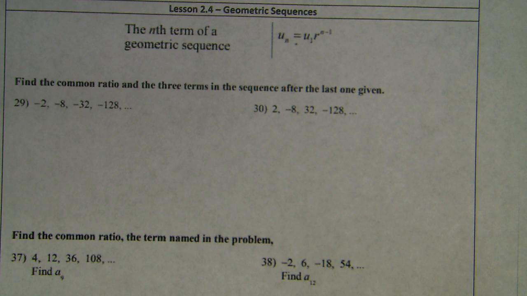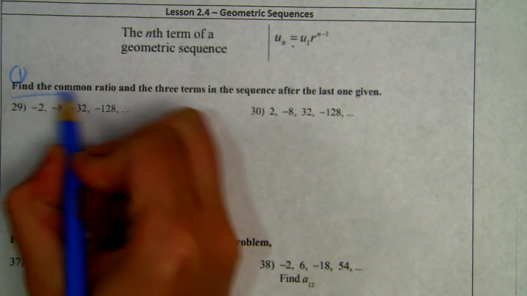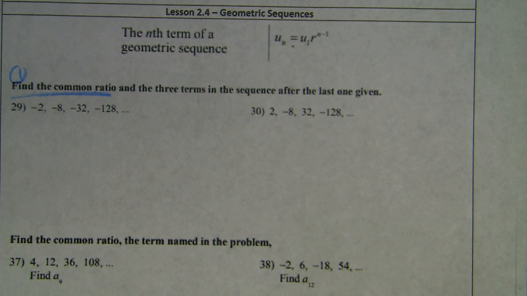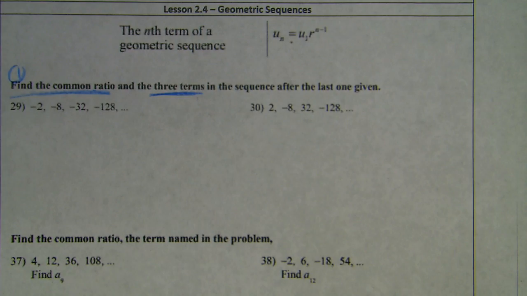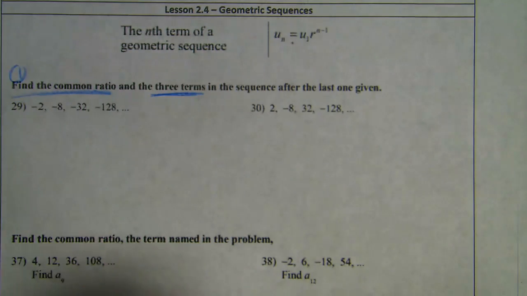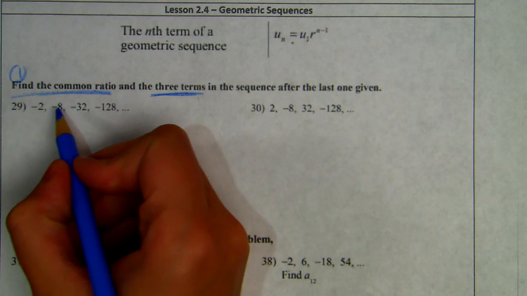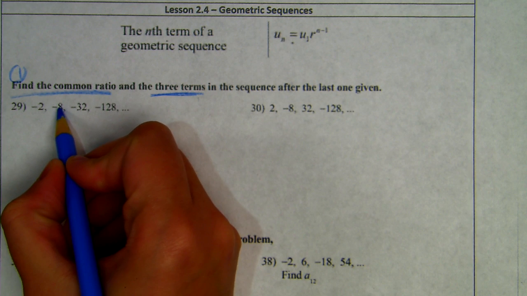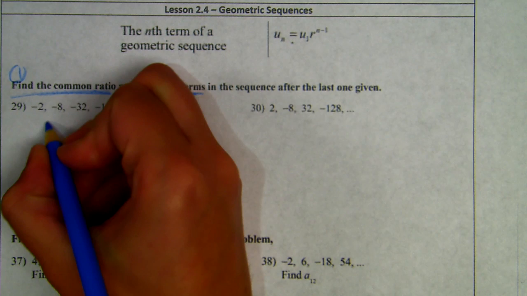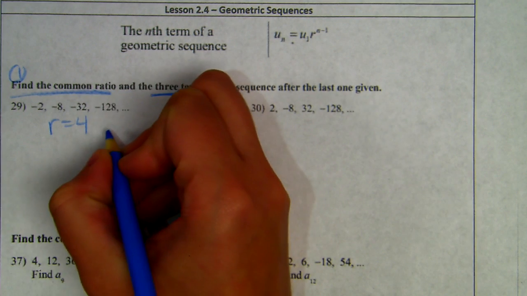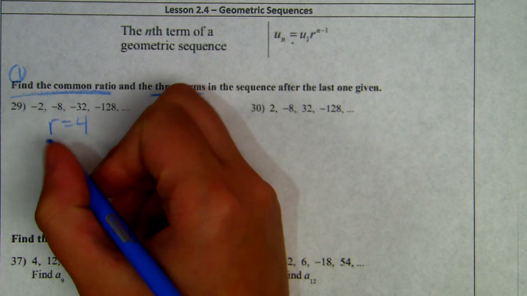So let's get started with number 29. So we have find the common ratio. So first step, find the common ratio and the 3 terms in the sequence after the last one given. So we're looking for the next 3 terms. So looking at this, again, I can find my common ratio by taking the second term, which is -8, divided by the first term, which is -2. That gives me a common ratio of 4. So a common ratio of 4.